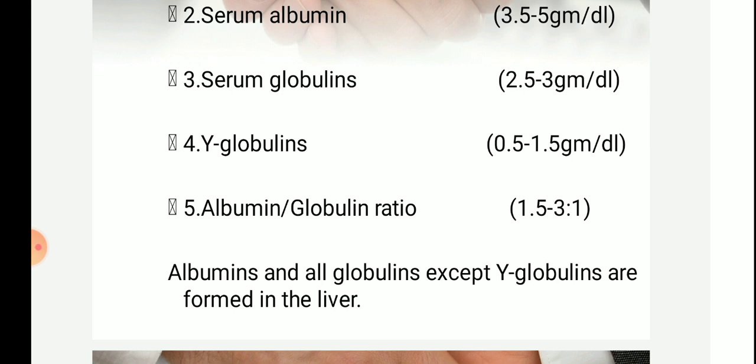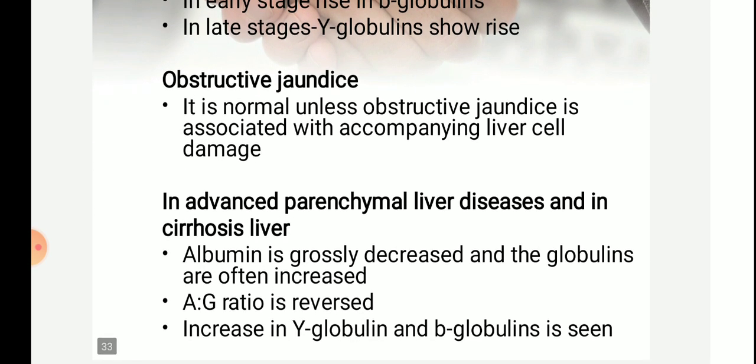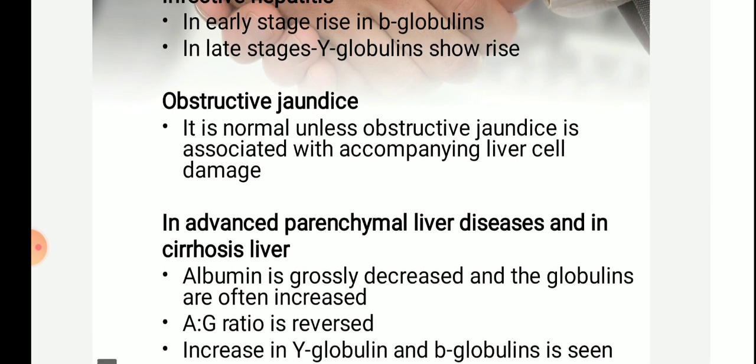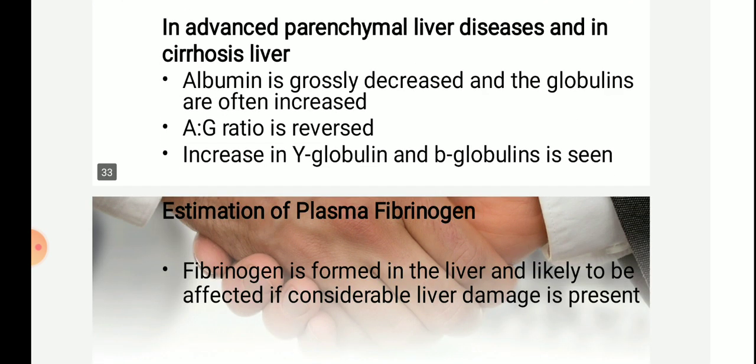So the formation of these albumin and globulins is in the liver. Interpretation: in case of infective hepatitis, in early stages there is a rise in beta globulins, in late stages gamma globulins show the rise. In obstructive jaundice, it is normal unless obstructive jaundice is associated with accompanying liver damage. In advanced parenchymal liver disease and in cirrhosis of liver, albumin is grossly decreased and the globulins are often increased. AG ratio is reversed. Increase in gamma globulin and beta globulins is seen.